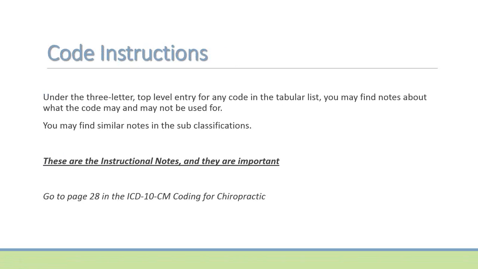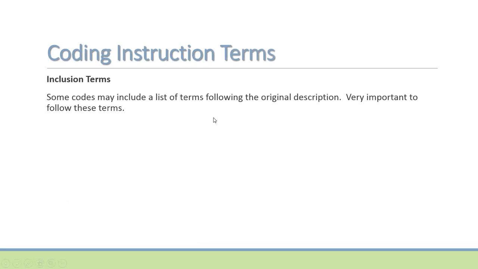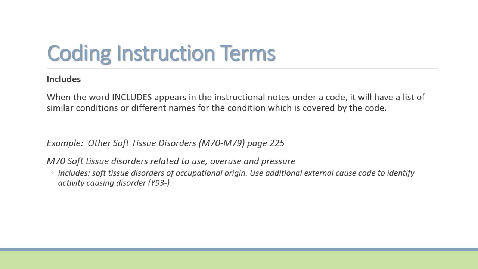Under the 3-letter or top level entry for any code in the tabular list, you may find notes about what the code may and may not be used for. You may find similar notes in the sub-classifications. These are the instructional notes, and they are very important. To get more information on this, if you currently have an ICD-10 CM for chiropractic from ChiroCode, go to page 28 and review those instructions. Some codes may include a list of terms following the original description. It's very important to follow these terms.